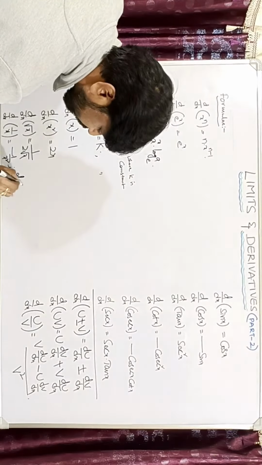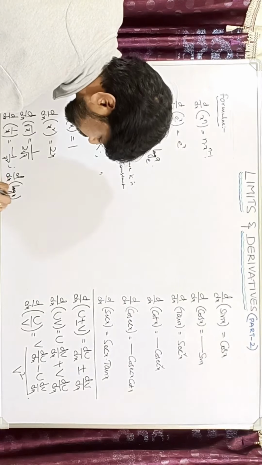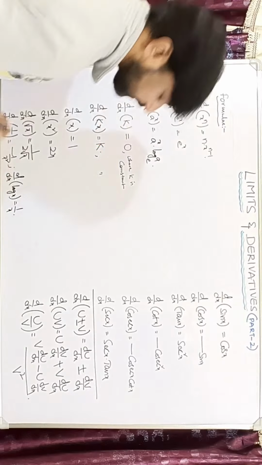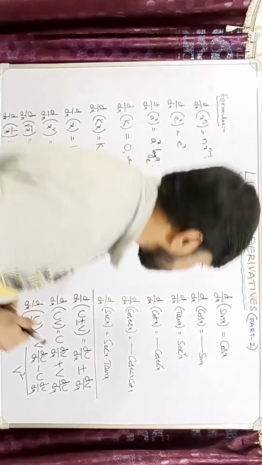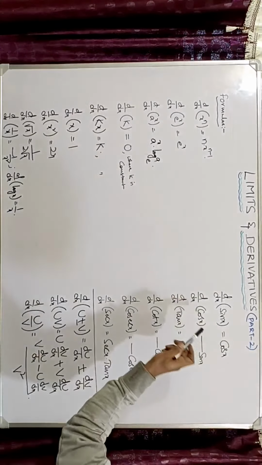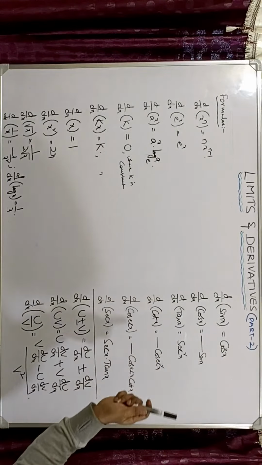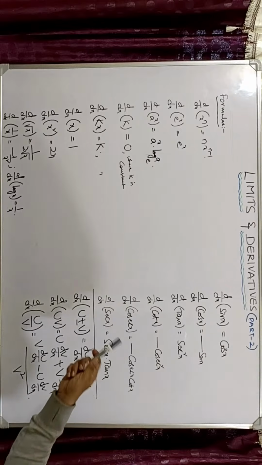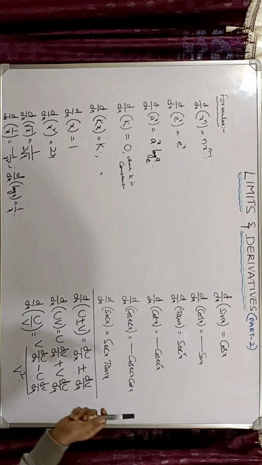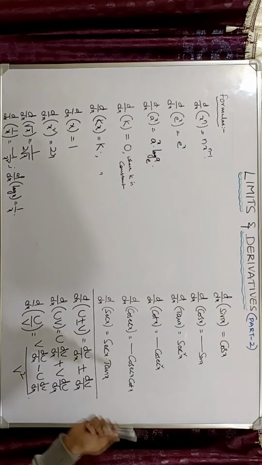d/dx of log x is equal to 1/x. You can add that formula also. And the derivative of sin x is cos x, derivative of cos x is minus sin x, tan x derivative is secant square x, cot x derivative is minus cosecant square x, cosecant x derivative is minus cosecant x cot x, and secant x derivative is secant x into tan x.